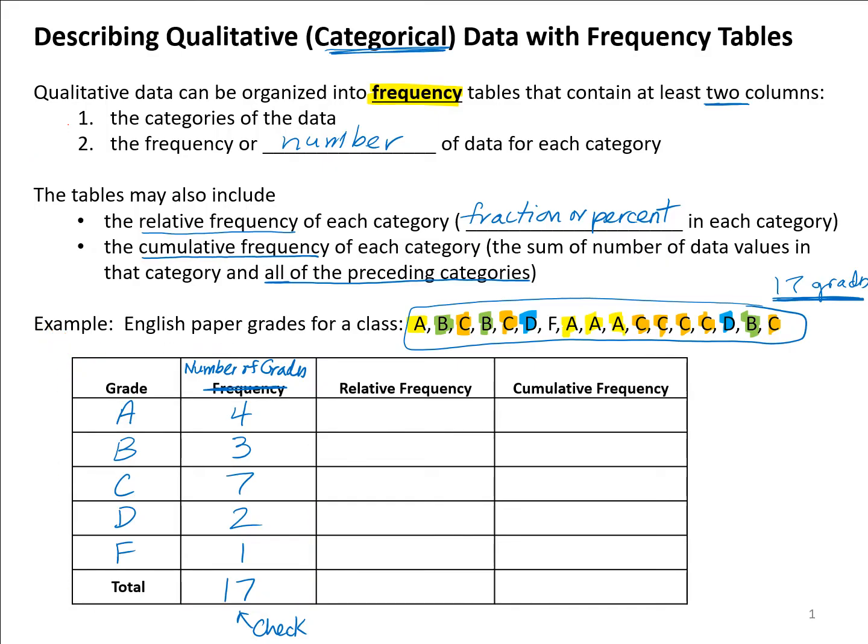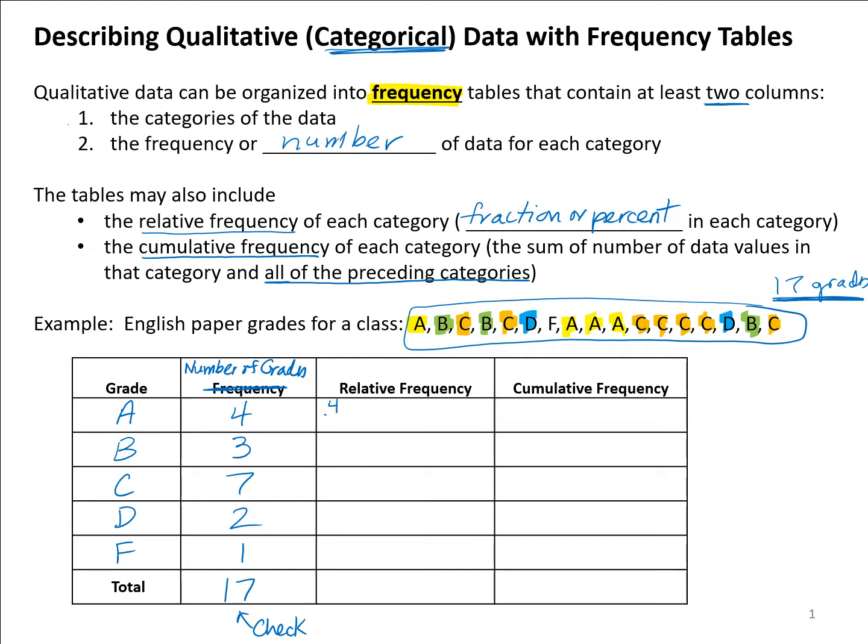So they will expand the frequency table to, like I said, include relative frequency and cumulative frequency. Sometimes one or the other, or sometimes both. So let's talk about what relative frequency is. I mentioned earlier that it's the fraction or the percent that's in each category. And we're talking about the fraction related to the entire number of grades. So for A's, we have 4 A's, and there are 17 grades altogether.